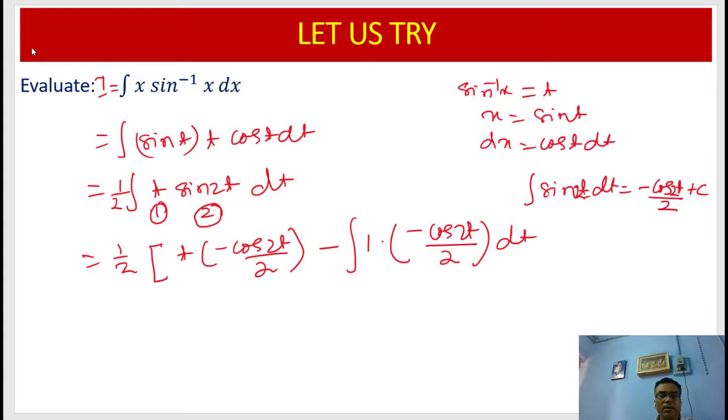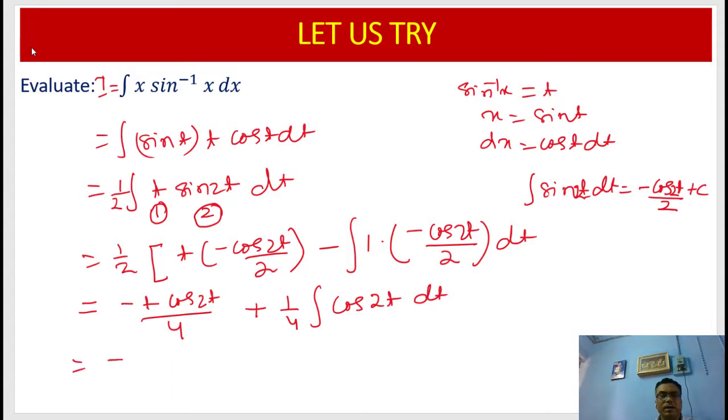Okay, now let us do adjustments, simplify. Now it is minus t cos 2t by 4, then minus minus plus, 1 by 4 integration of cos 2t dt. What is integration of cos 2t? It is sin 2t by 2. So minus t cos 2t by 4 plus 1 by 4 times sin 2t by 2, plus c.